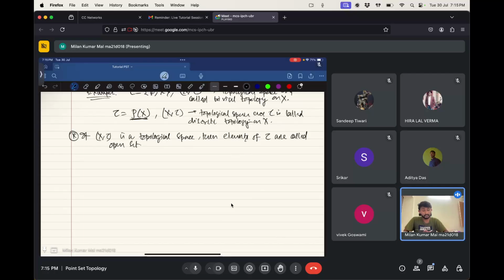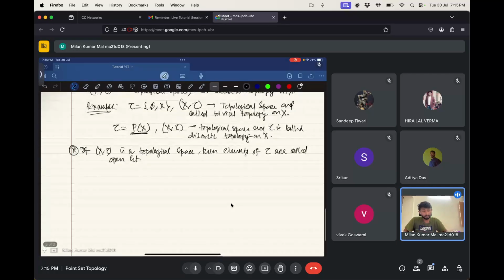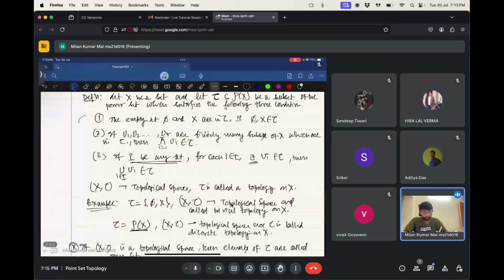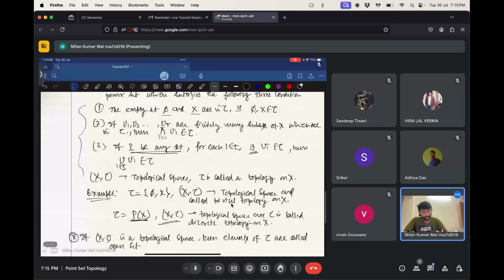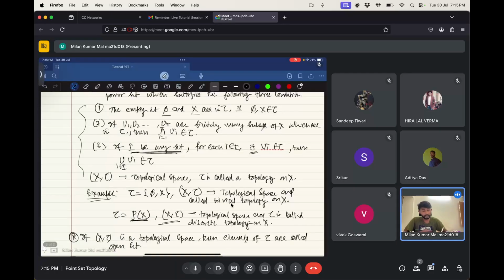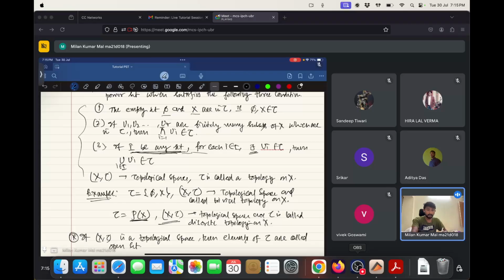So the discrete topology is something like the collection of all subsets of X. There every singleton set is an open set. If you look at these three properties, that the empty set and X should be there, that is happening in the (X, tau) case. But it is also saying that the union of any collection will also be an element of tau.